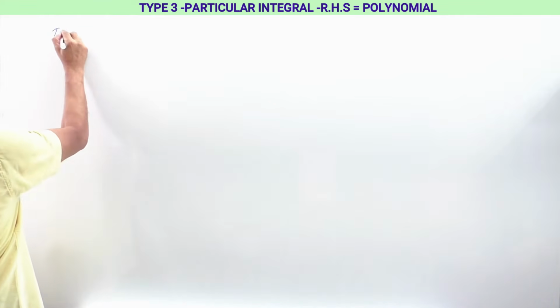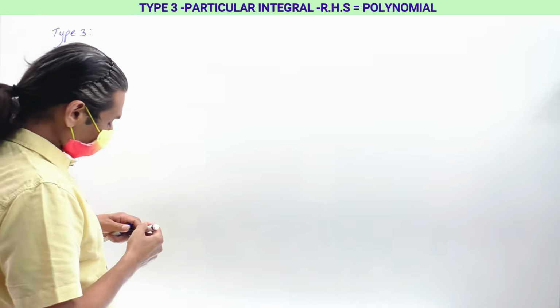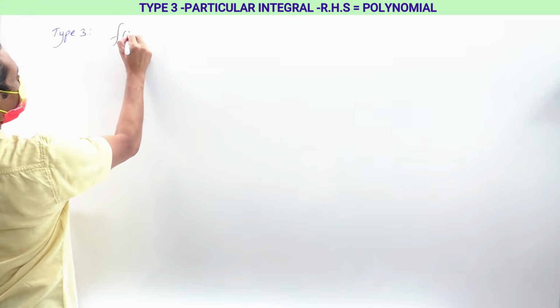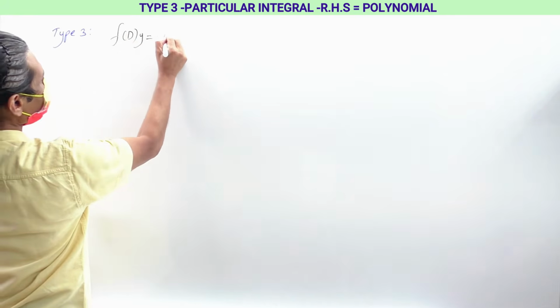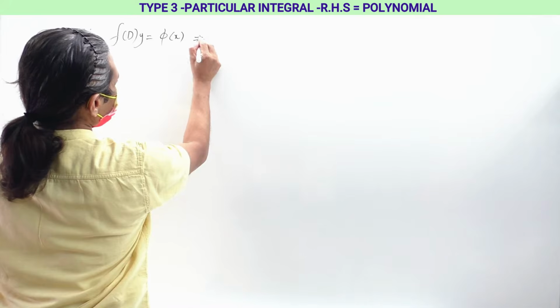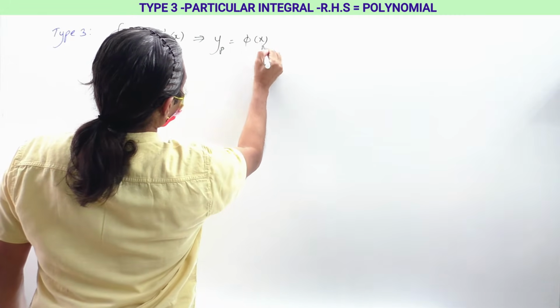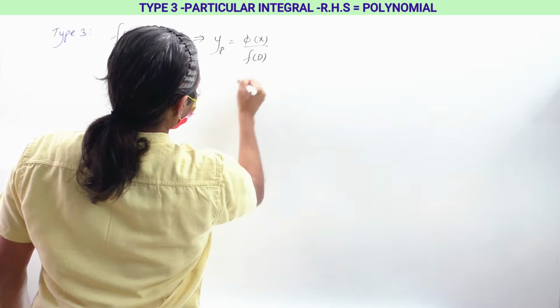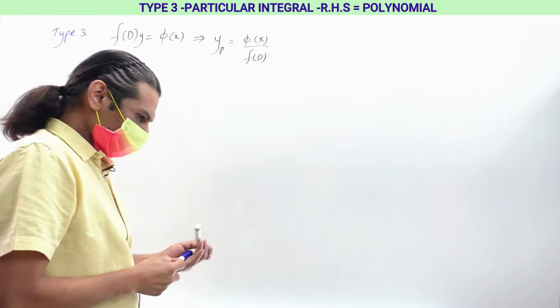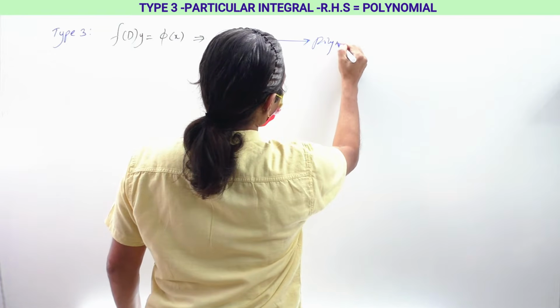Let me introduce you to type 3. The type 3 is here: f of D y equals phi of x. That implies the particular integral yp is equal to phi of x divided by f of D. Here, as I told you already, phi of x is nothing but a polynomial.